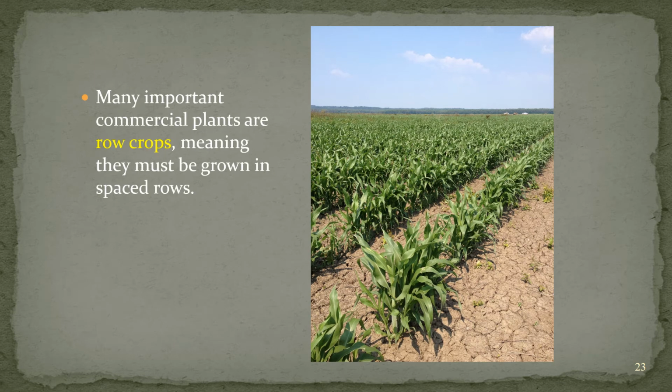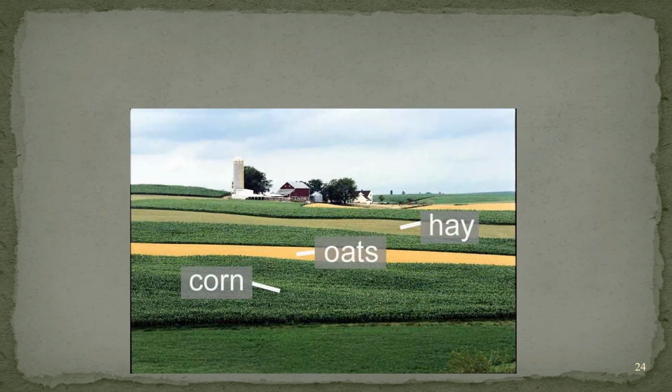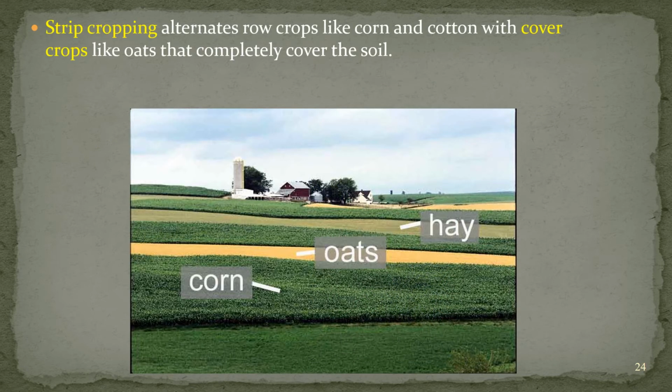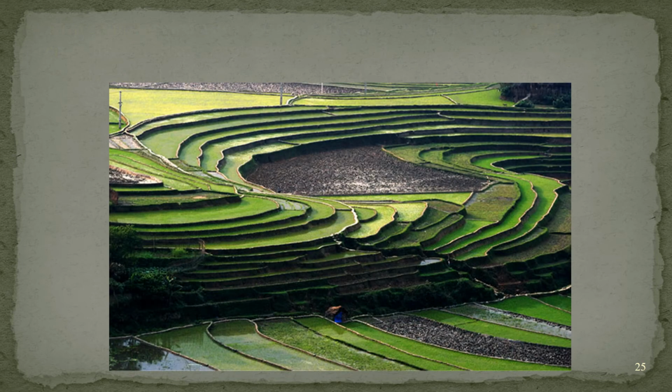Many important commercial plants are in row crops, meaning that they have to be grown in spaced rows. So the spaces in between become highly vulnerable to erosion. So we started doing strip cropping, where we alternate row crops like corn and cotton with cover crops like oats that completely cover the soil to help minimize soil erosion loss with this. Soil detached from the row crops will be trapped by the cover crops.